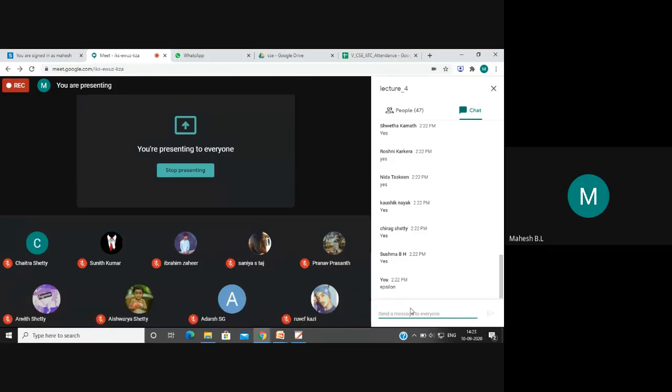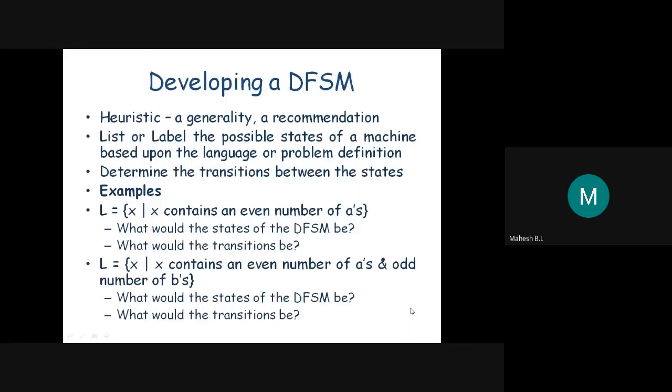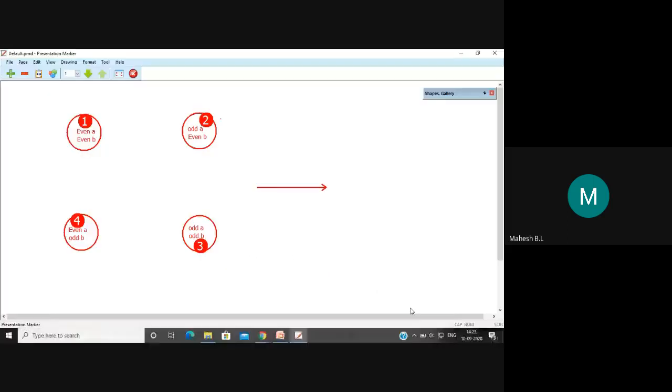But what we actually want is an even number of A's and an odd number of B's. That's why epsilon doesn't belong to the language. In epsilon, you have an even number of A's and an even number of B's, 0 A's and 0 B's. That's why epsilon doesn't belong to the language. Now, whenever epsilon is not a part of the language, the initial state becomes a rejecting state.